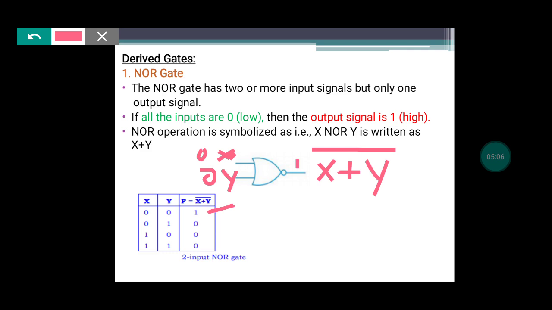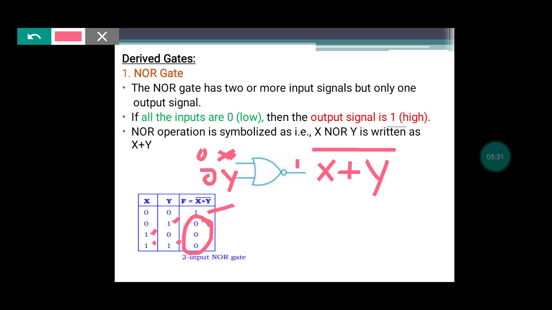Yes. Now if I give any one of the input signals as 1, see here in the second combination, I have one high input signal, and here I have two high input signals. So whenever we have high input signals in any one or both of the input signals, at that time we are getting output as 0. Yes, so what is the behavior of this gate?